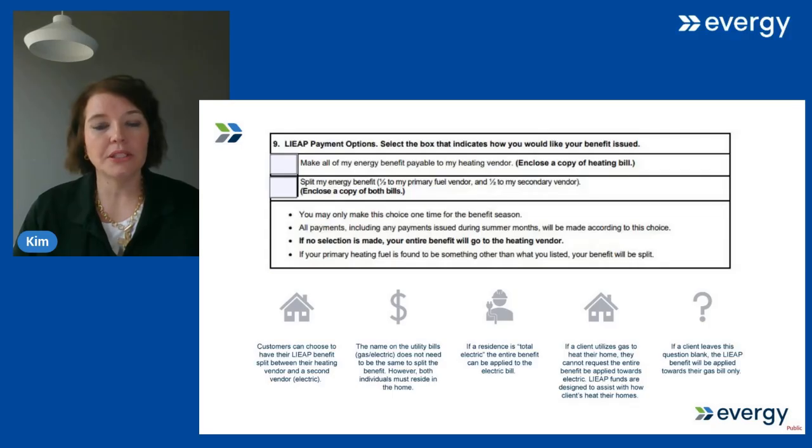The name on the utility bills, gas or electric, does not need to be the same to split the benefit. However, both individuals must reside in the home. If you use gas to heat your home, you cannot request the entire benefit be applied towards the electricity. You must choose to split. The LEAP funds are designed to assist with how you heat your home, and if you leave this question blank, the LEAP benefit will be applied towards your gas bill and cannot be changed.